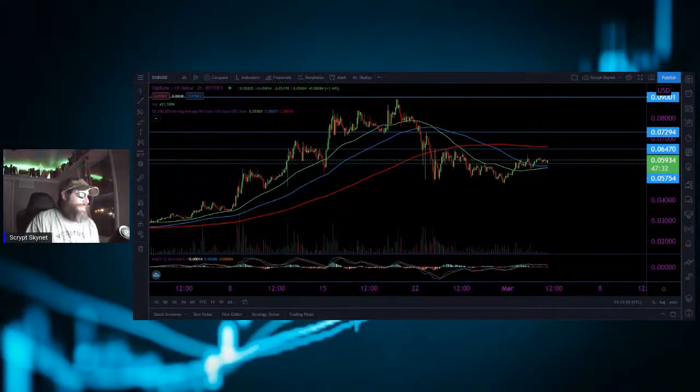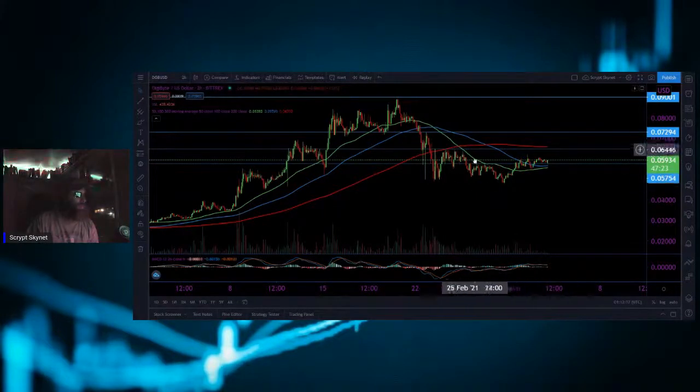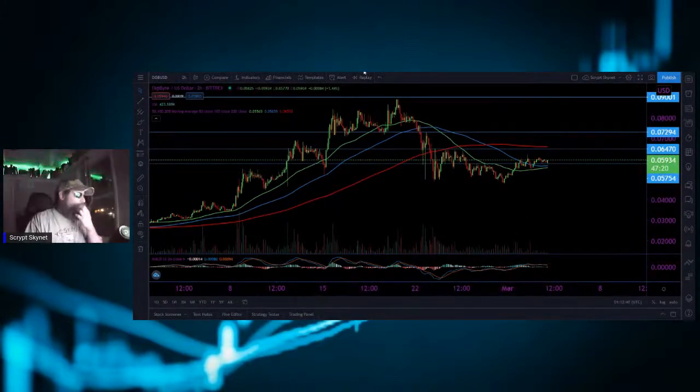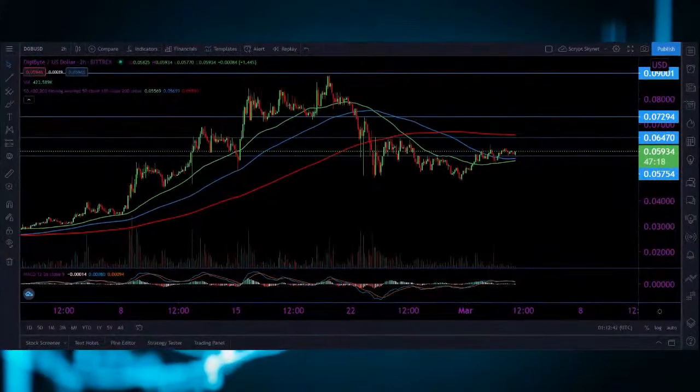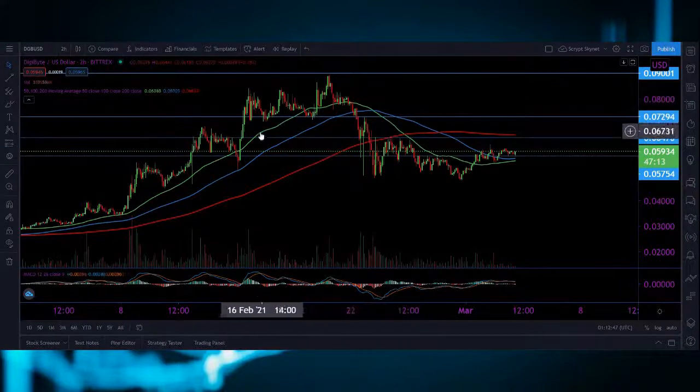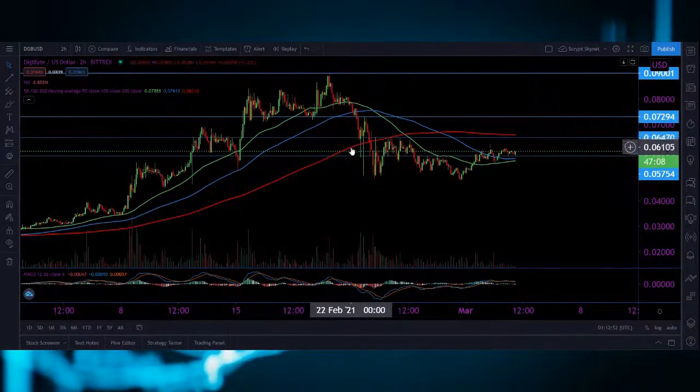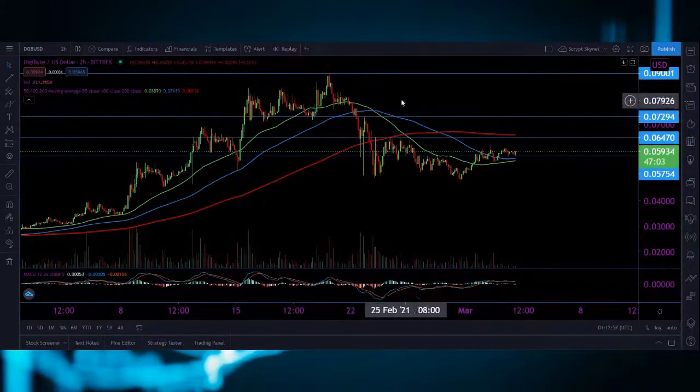Let's take a look at some of the things I've been looking into, trying to get a better understanding of what's going on with the DigiByte charts. So we have the 50, which is the green. We have the 100, which is the blue. And then we have our 200 EMA. These give you an edge on which way DigiByte is going to go.